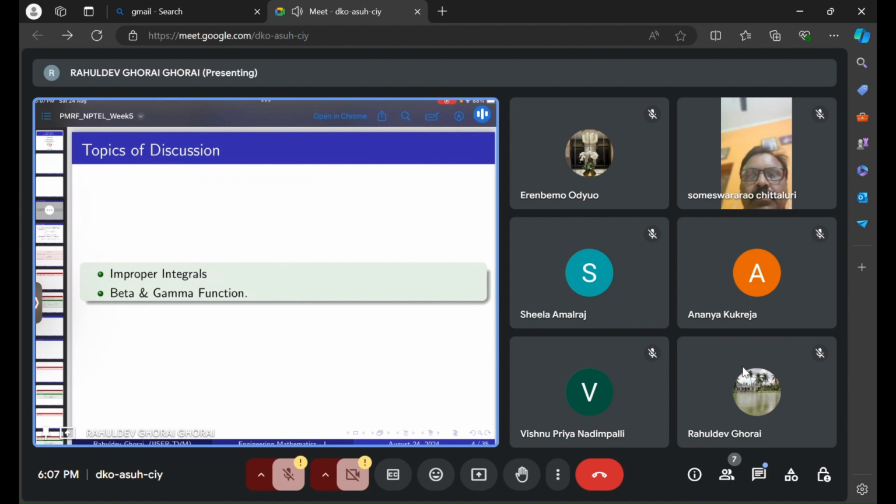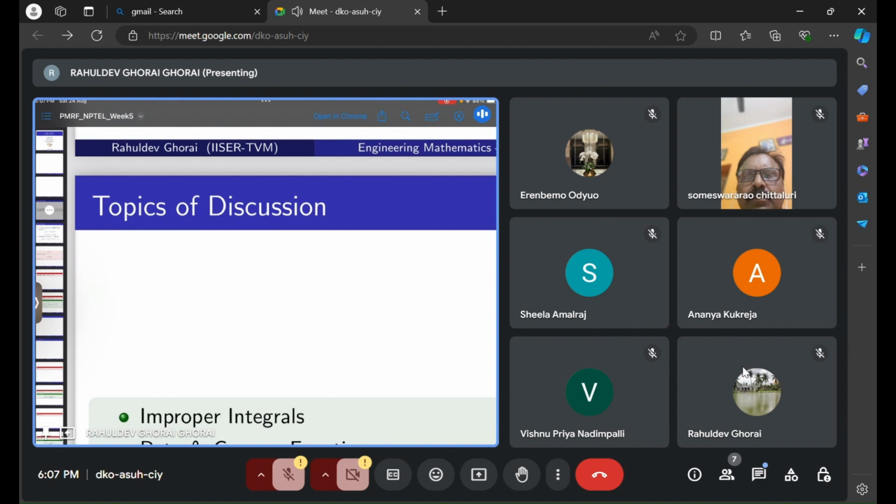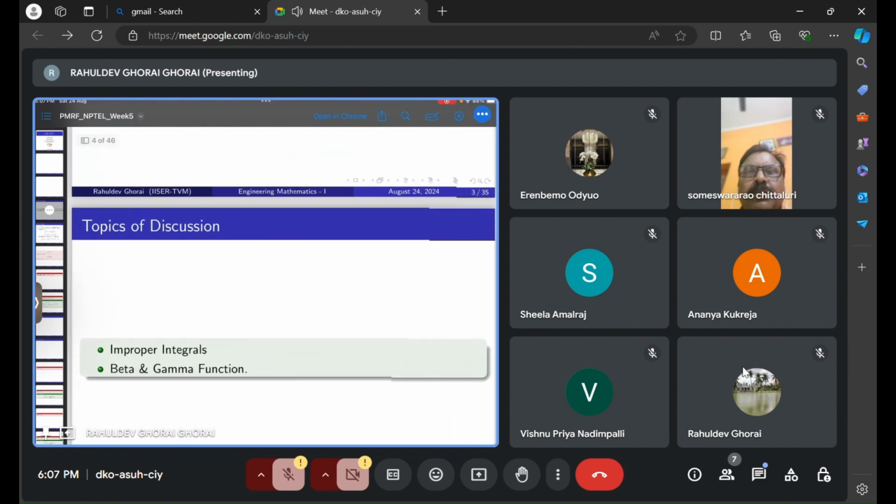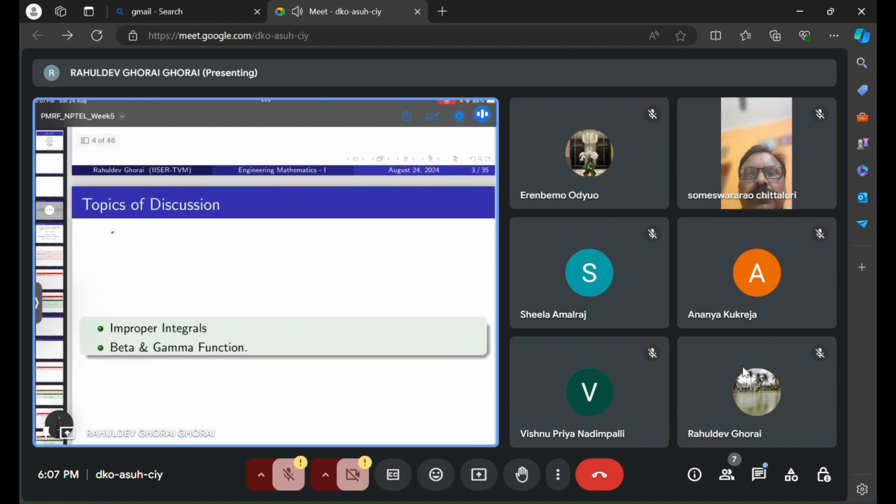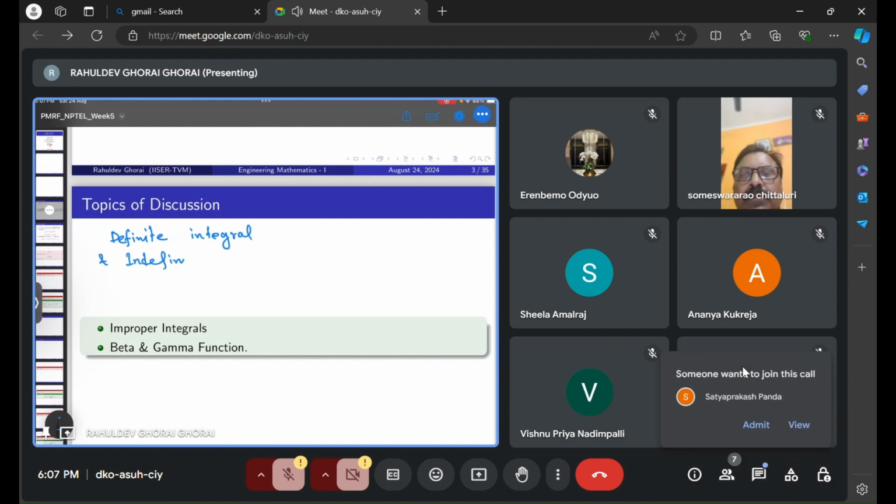Yes, so we have mainly two types of integrals, which we call the indefinite integral and the definite integral. Okay, so one is the definite integral, and another is the indefinite integral.